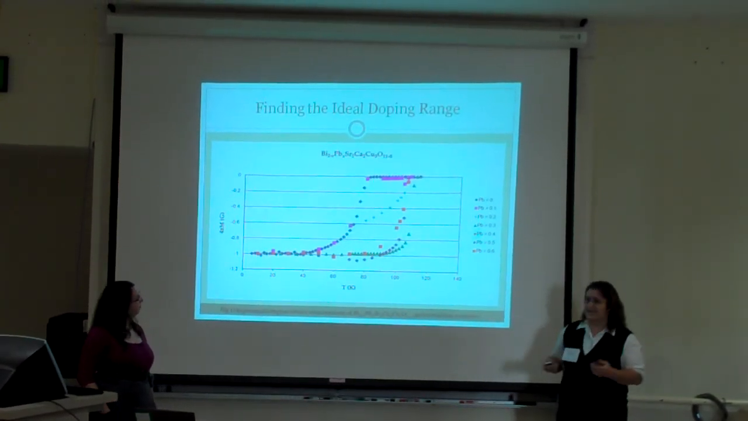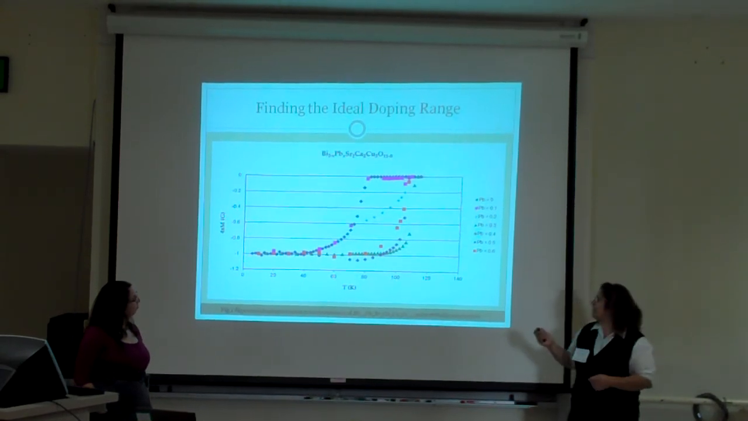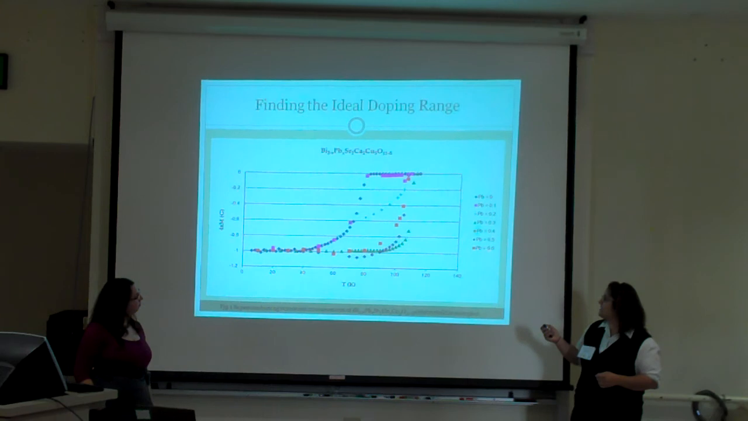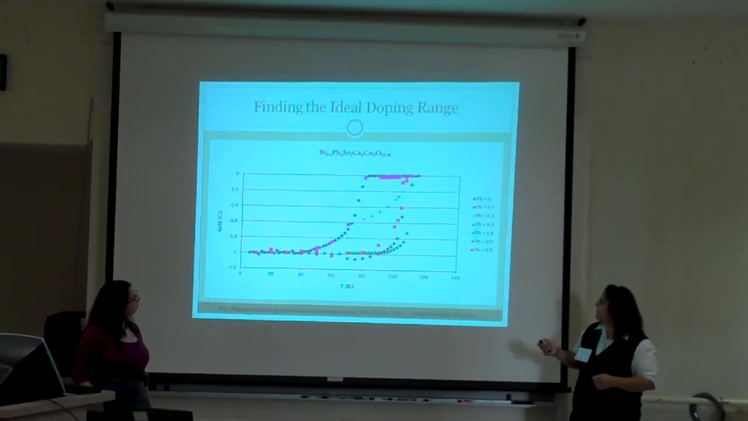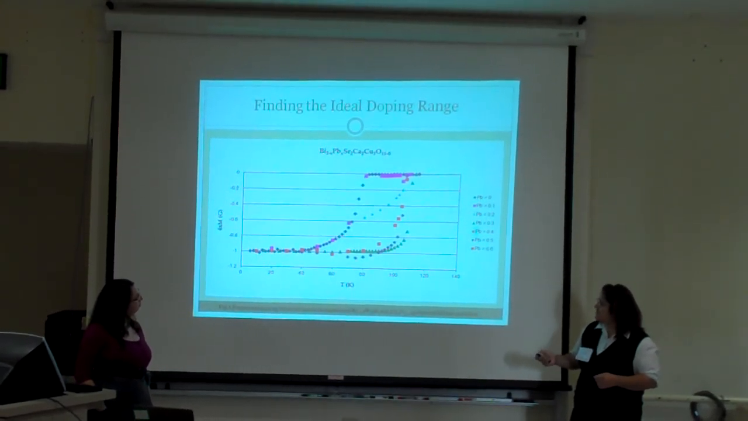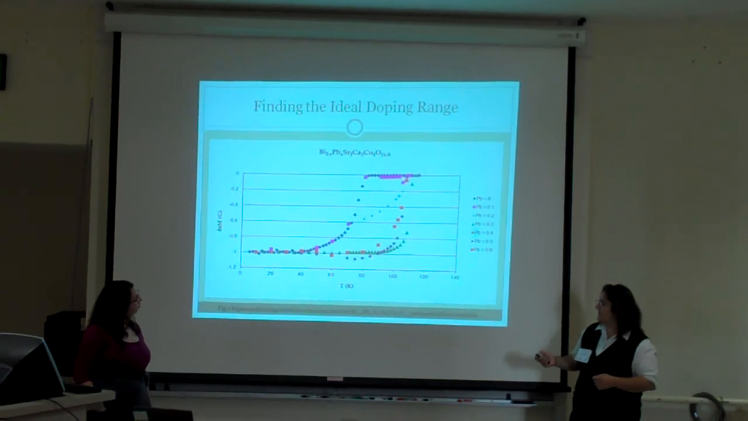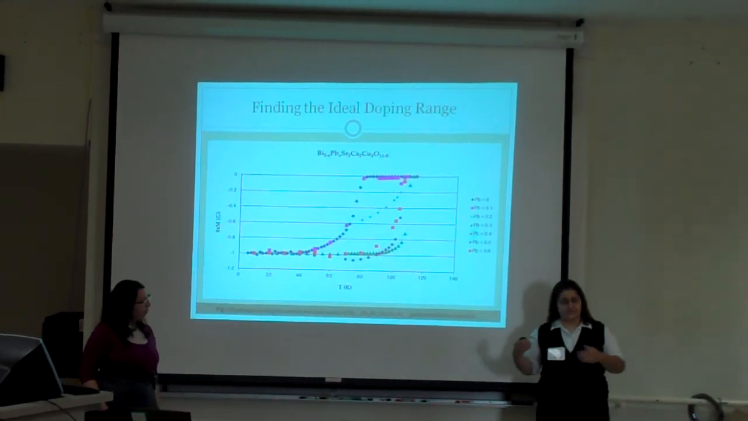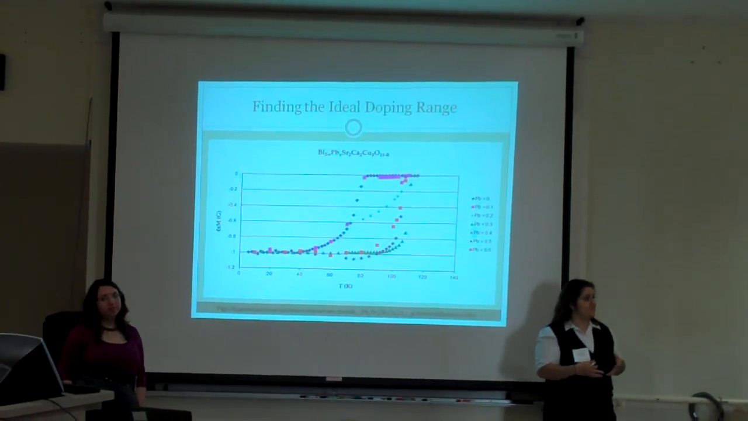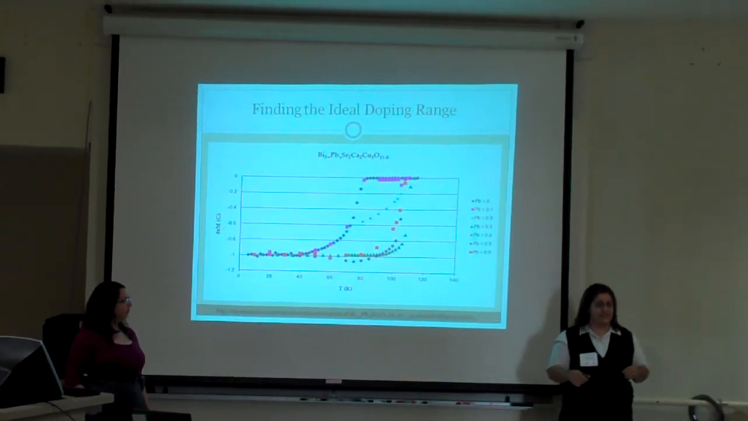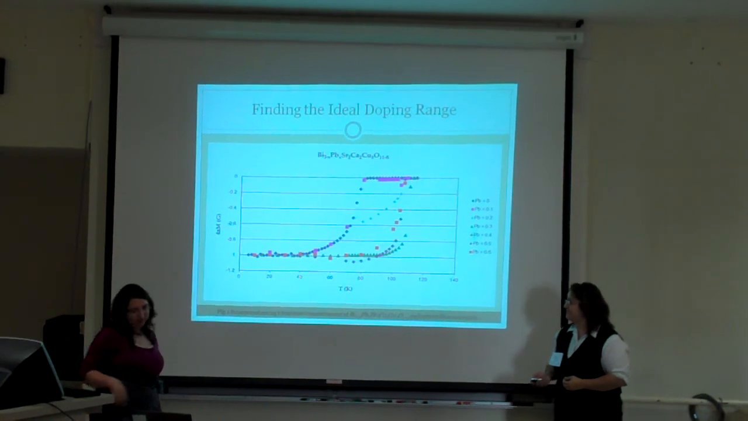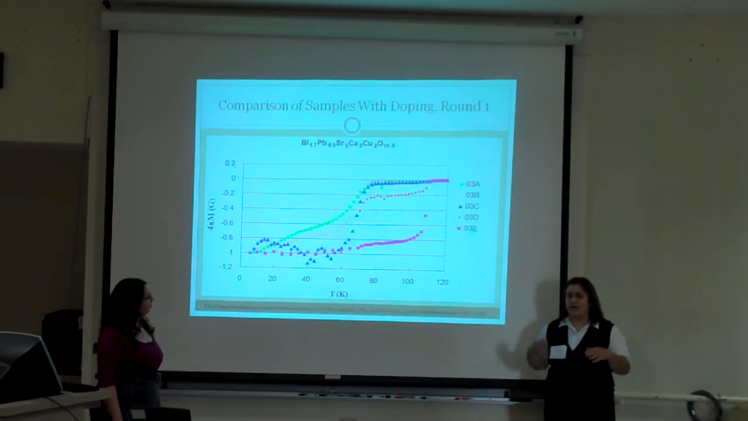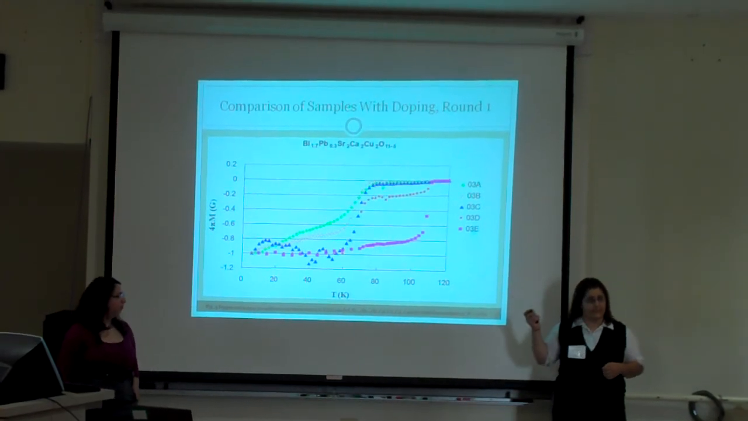But now the question was, how much is too much? So we went on and did 0.3, 0.4, up to 0.6, and we discovered that the plot for 0.3, this one right here, has a very stable tail, a steep curve, and a very high TC onset. So the rest of our experiments concentrated on samples that utilized a 15% lead doping range. All of these samples have 15%, or 0.3, lead doping.